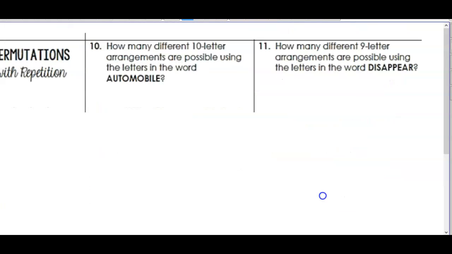All right, the next one is permutations with repetition. This is not on the quiz, but let me just talk you through this. If you're doing math team, this is important. How many different 10 letter arrangements are possible using the letters from the word automobile?